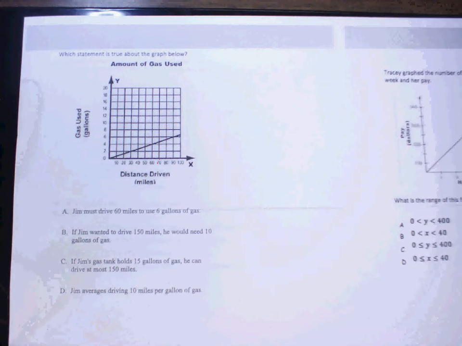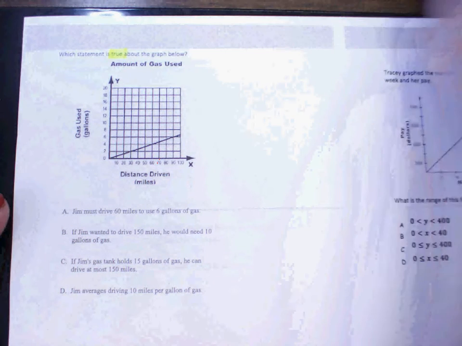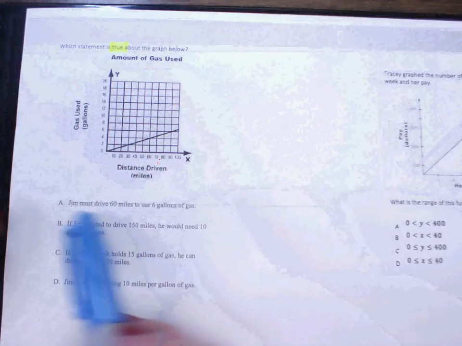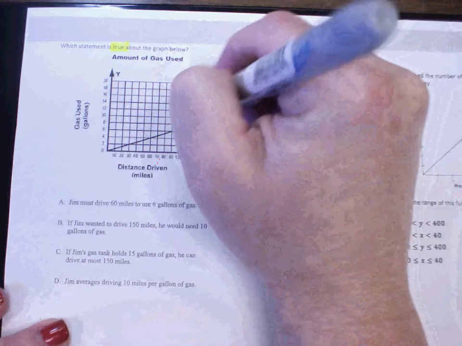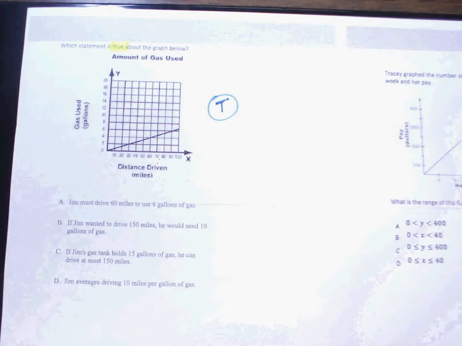All right, let's start. Which statement is true about the graph below? So you needed to highlight graph, right? All right, so let's go to the first one. I'm looking for the true one. I like to do this so that I don't forget that I'm actually looking for the true and not the false.